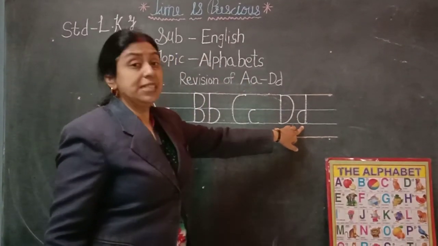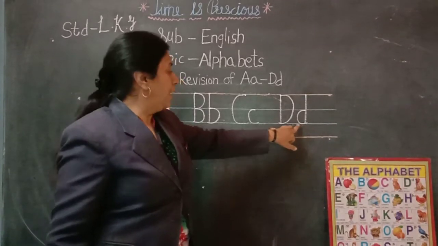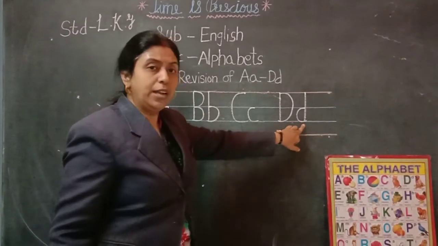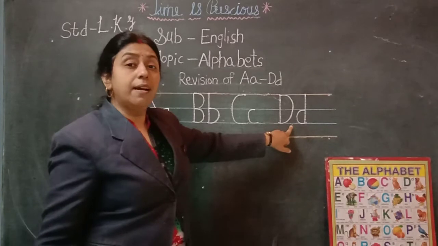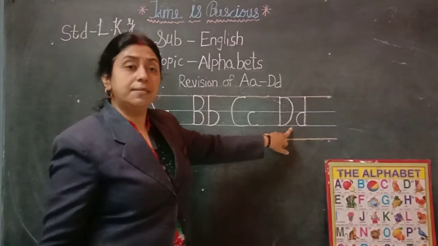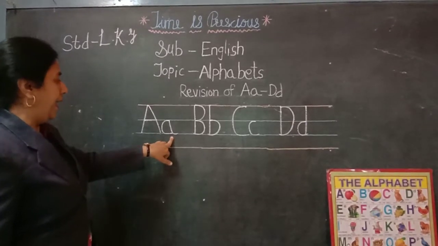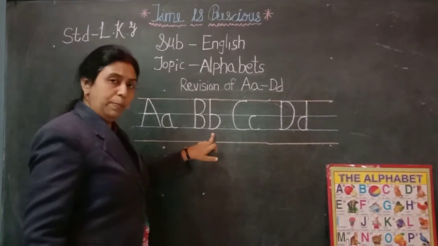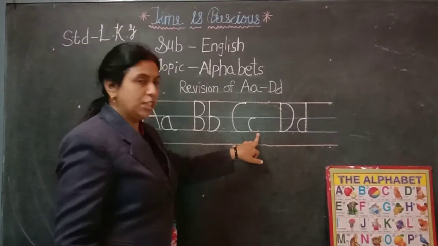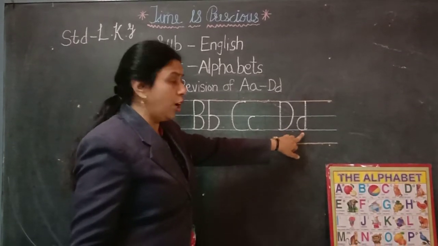Which letter is this? D. Small d. Capital D and small d. D sounds D. So understand? Capital and small A, capital and small B, capital and small C, capital and small D.